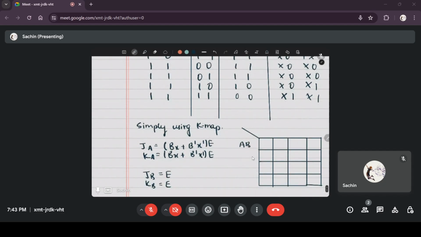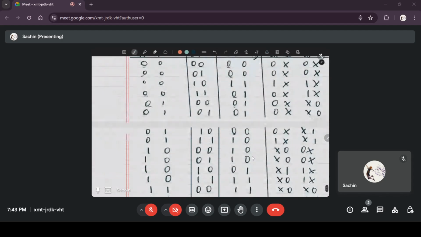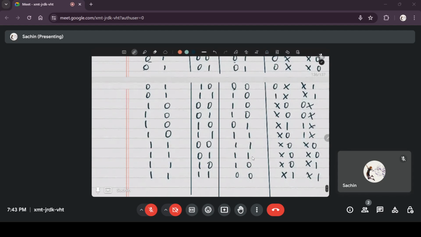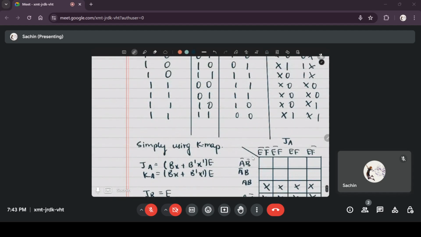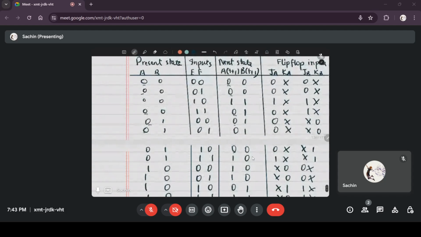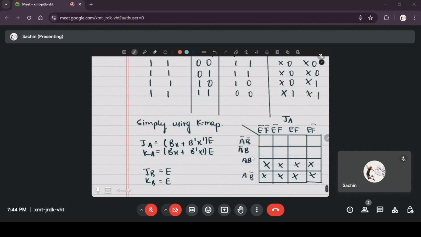Here you have AB, here you have EF, and the last 8 are all don't care. For JA, you have only a 1 for 2 and 7. So 2 and 7.